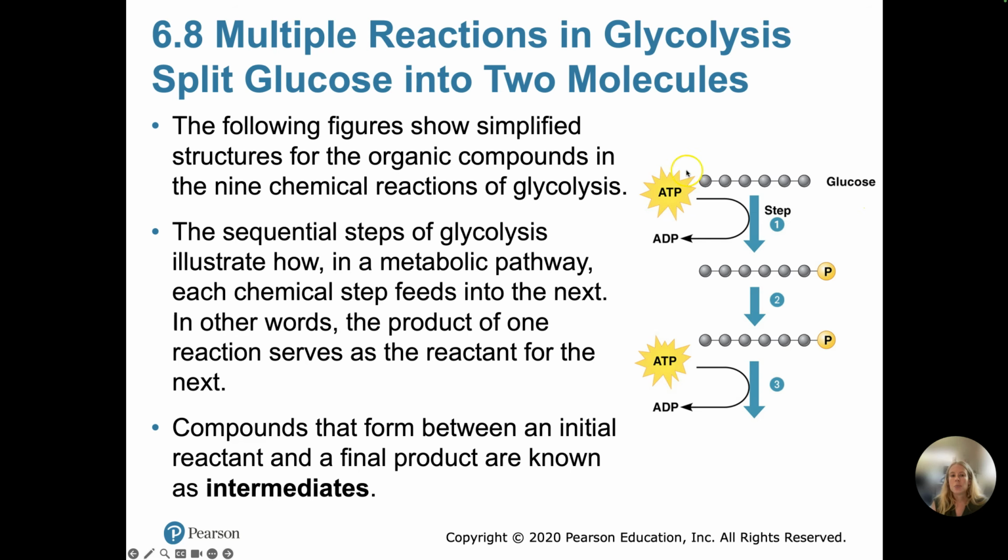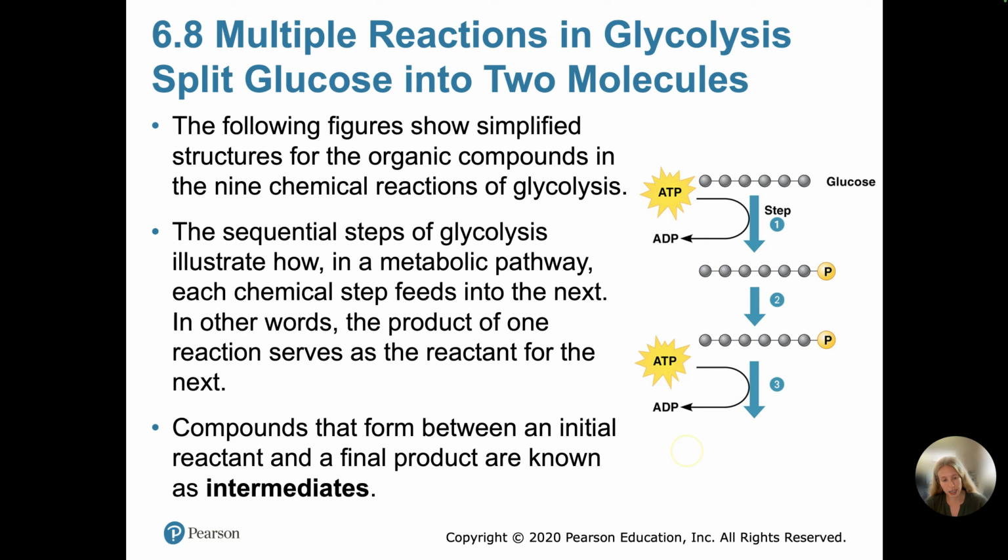You can see some of the simplified structures over here on the right. The sequential steps of glycolysis illustrate how, in a metabolic pathway, each chemical step feeds into the next. In other words, the product of one reaction serves as a reactant for the next, which we can see happening right here. The product of step 1 is this molecule here, which serves as the reactant for step 2, and so on and so forth. So the product of one step is going to be your reactant in the next step.